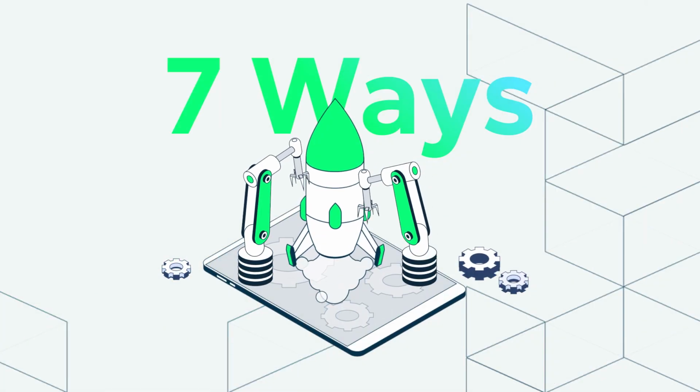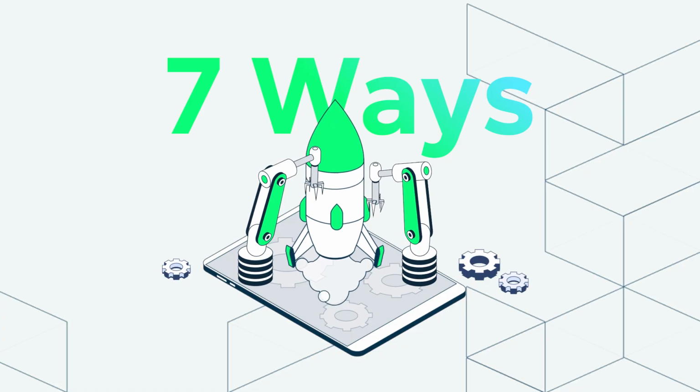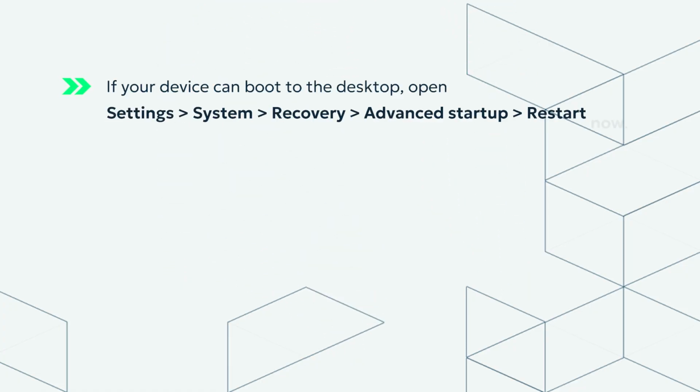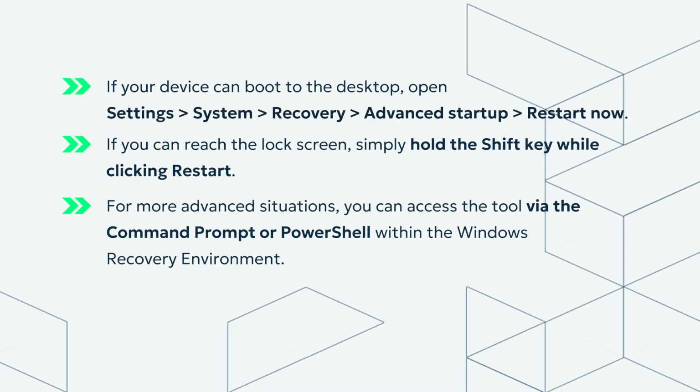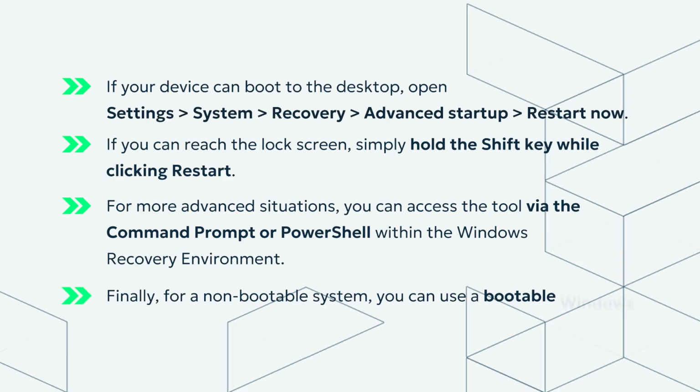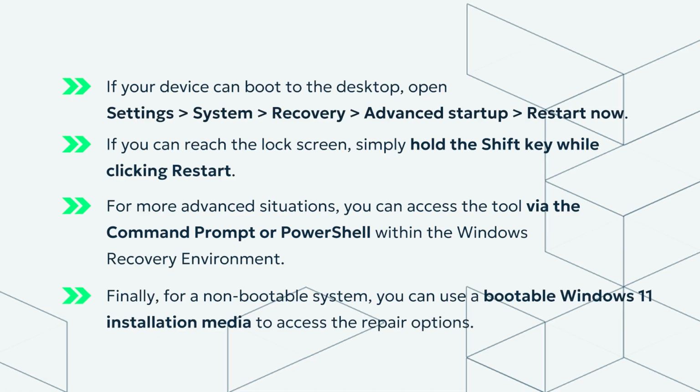Different ways to initiate Startup Repair. You can launch Startup Repair in Windows 11 in several ways depending on your situation. If your device can boot to the desktop, open Settings, System, Recovery, Advanced Startup, Restart Now. If you can reach the lock screen, simply hold the Shift key while clicking Restart. For more advanced situations, you can access the tool via the command prompt or PowerShell within the Windows recovery environment. Finally, for a non-bootable system, you can use a bootable Windows 11 installation media to access the repair options.